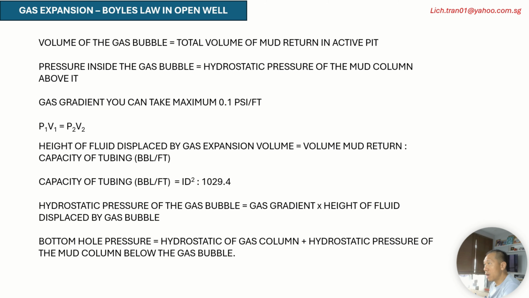And from there, you can work out the hydrostatic pressure of the gas bubble. You already have the gas gradient, which is 0.1 psi per foot. You multiply it by the height of the fluid displaced by the gas bubble. Because the gas displaces the fluid, it takes the space, so that whole height column is filled up with gas, and you can work out the hydrostatic pressure of the gas in there.